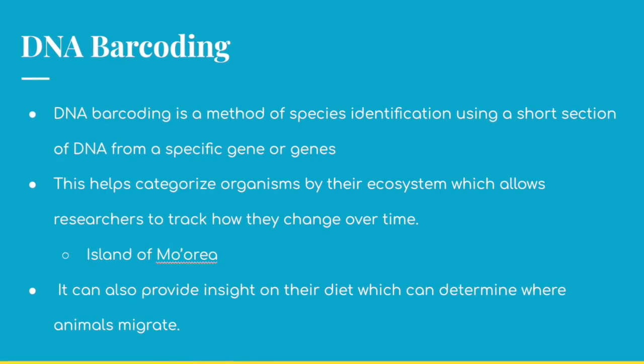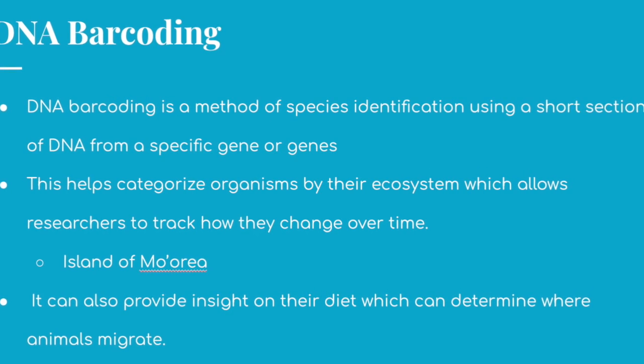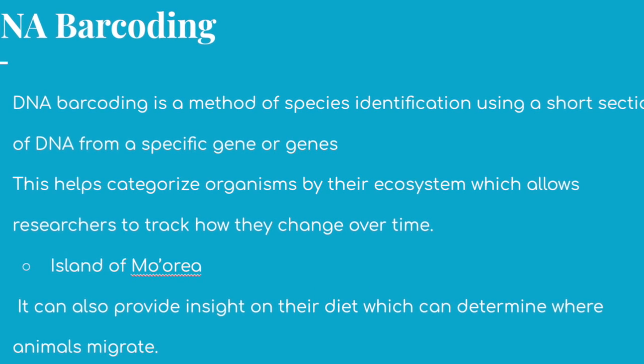The next part of the natural world is DNA barcoding. DNA barcoding is a way to identify different species by using a small section of their DNA. All organisms live in different ecosystems based on their survival needs. DNA barcoding helps researchers group organisms based on where they live. Researchers can also use DNA barcoding to track how organisms change over time and respond to their environment.